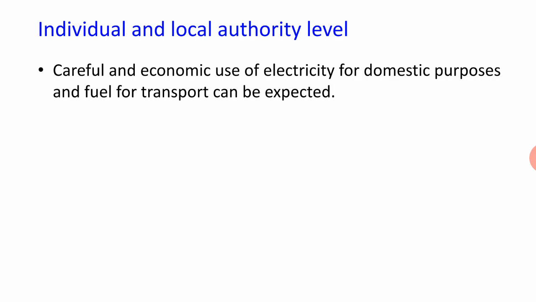Individual and local authority levels we can check here. As we know, careful and economic use of electricity for domestic purposes and fuel for transportation can be expected. At the individual level, we need to change our usage habits. In this case, we are using petrol and diesel, so we need to use public transportation rather than going personally, so that we can reduce it.